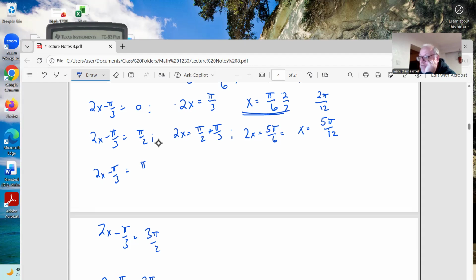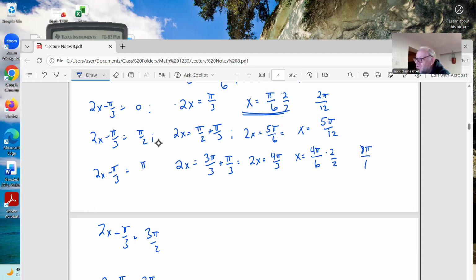So we're going to say 2x minus pi over 3 is equal to pi. We have 2x equals 3 pi over 3, a fancy way to write 1 pi, plus 1 pi over 3. That gives me 2x equals 4 pi over 3, 3 plus 1. And then we divide both sides by 2, and we say x equals 4 pi over 6. I don't want to reduce because I'm trying to look for a pattern. We'll reduce later. Let me multiply it by 2 over 2, and that gives me 8 pi over 12.